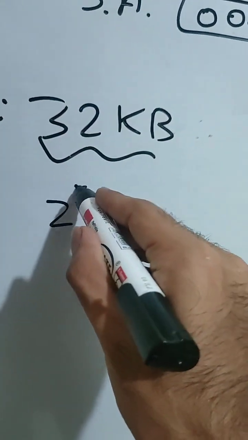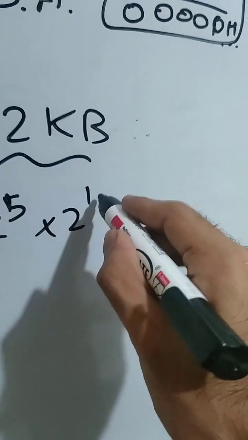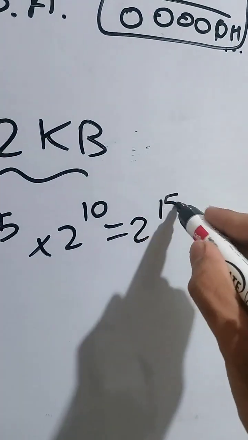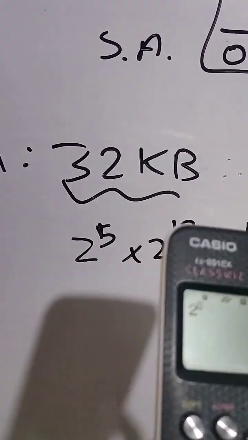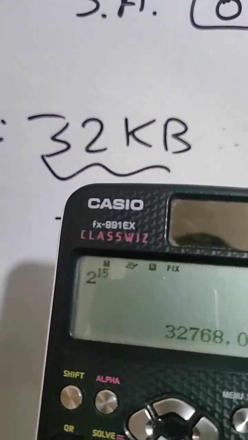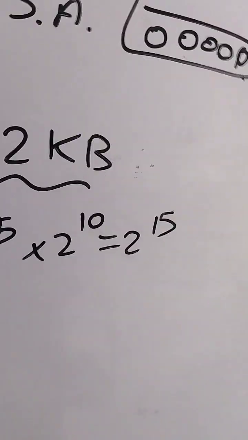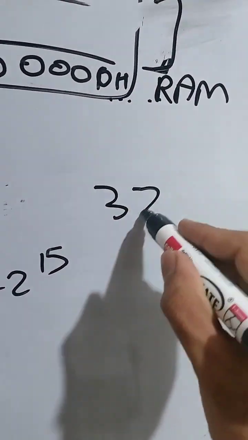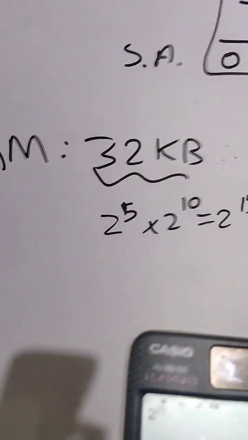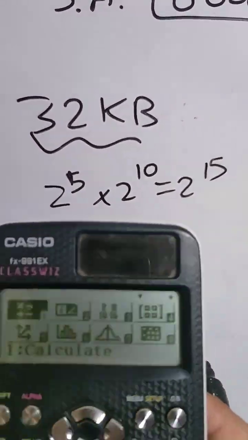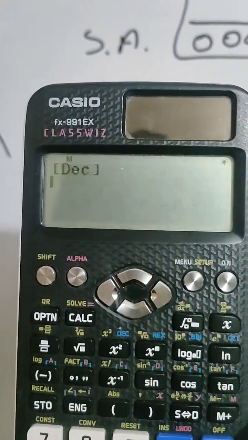2 raised to 5, and kilobyte was 2 raised to 10. So this is basically 2 raised to 15, right? So what value do I get for 2 raised to 15? Let's see. 2 raised to 15 is 32768. So I'll just jot that down, okay? 32768. Now I'll go to my base n mode.